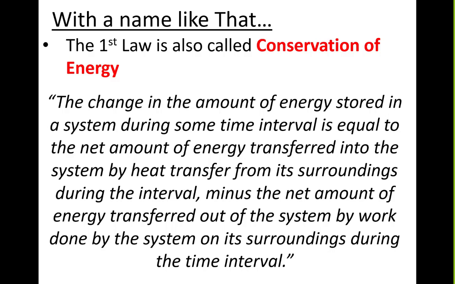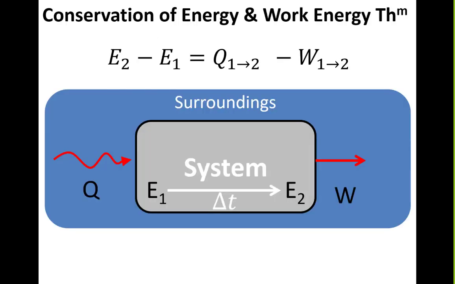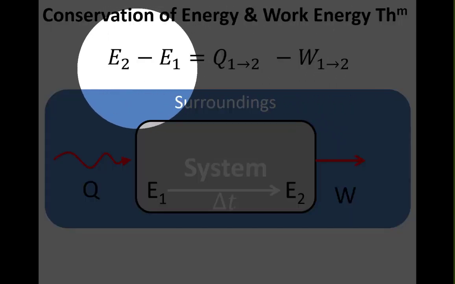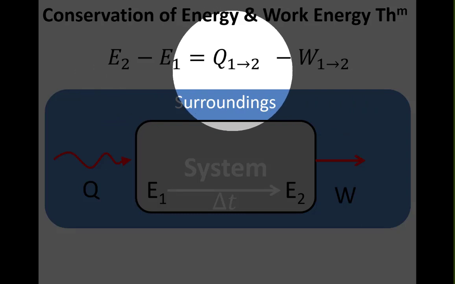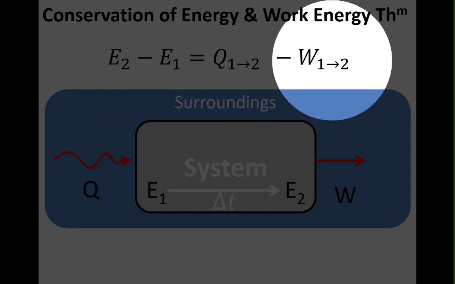And I put this up last class. The change in the amount of energy stored in the system over some time is equal to the amount of energy transferred into the system by heat from its surroundings, minus the amount of work that's transferred out of the system on its surroundings. Like I said, I'm not a huge fan of the verbal definition. I think it makes a lot more sense when we write this as an equation: the change in energy in a system over time is equal to the heat that comes in minus the work that goes out.